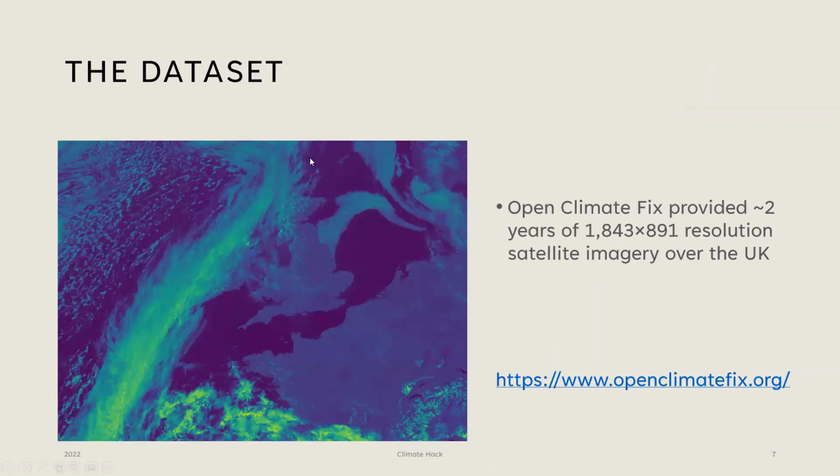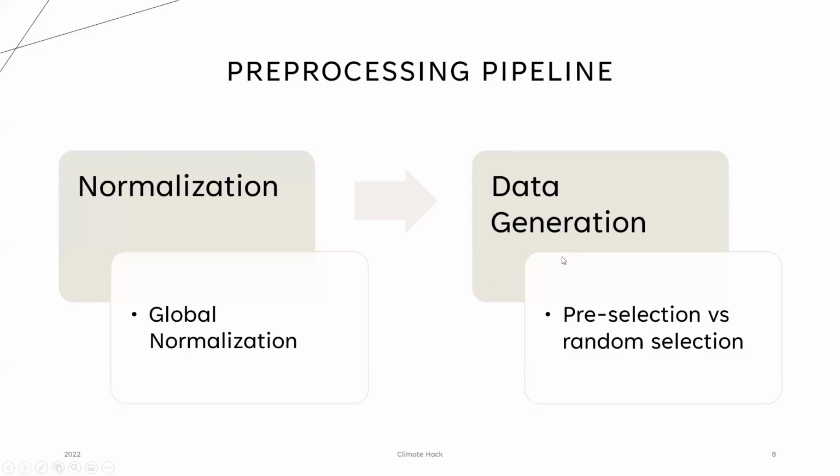This was kind of the data we were working with. This was the large satellite imagery over the UK, and the data was provided by Open Climate Fix, and we had about 2 years' worth of data, so about 100 gigabytes to work with. Basically the data was provided in a weird format called Zarr, and that was pretty slow to load. So instead what we did is we took the data set and we split it into NumPy arrays so that we could get faster data loading.